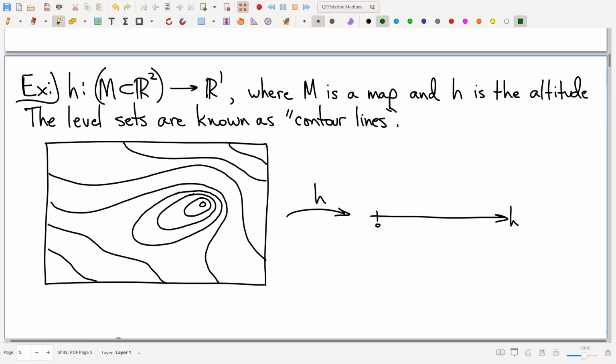You've probably seen something like this before if you've ever gone hiking and carried a topographical map, or if you've ever pulled up Google Maps and hit the terrain option. If you zoom in too much, it doesn't work. If you zoom out too much, it doesn't work. But at just the right zoom level, they will actually have what they call contour lines, and contour lines are level sets. They are level sets of the altitude function.